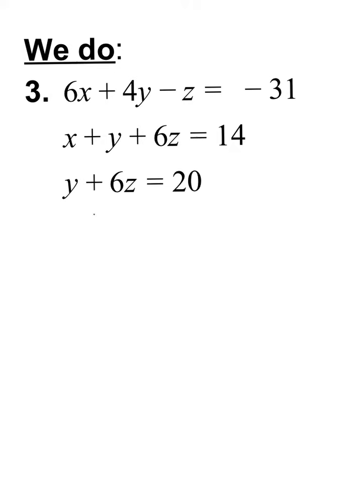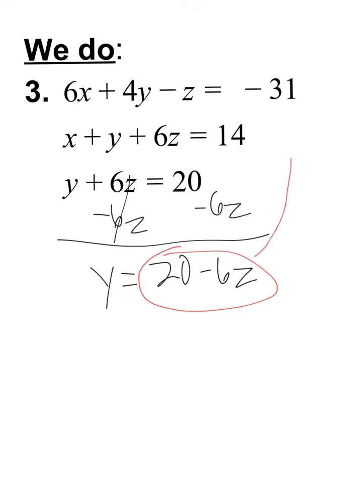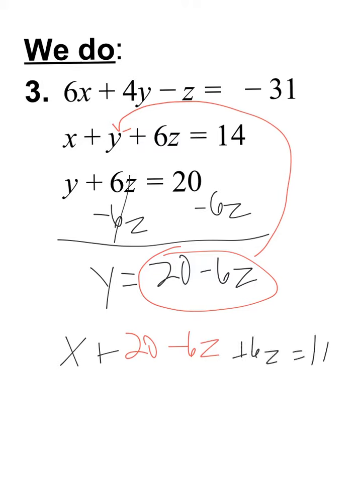So I see that if I can just minus 6z over on this bottom equation, I get y equals 20 minus 6z for my y equals statement. So I'm going to take that 20 minus 6z and plug it in right there. So it's going to say x plus, and then I don't have to distribute anything, so I don't need the parentheses because it was just an x plus y. So x plus 20 minus 6z now plus 6z equals 14.